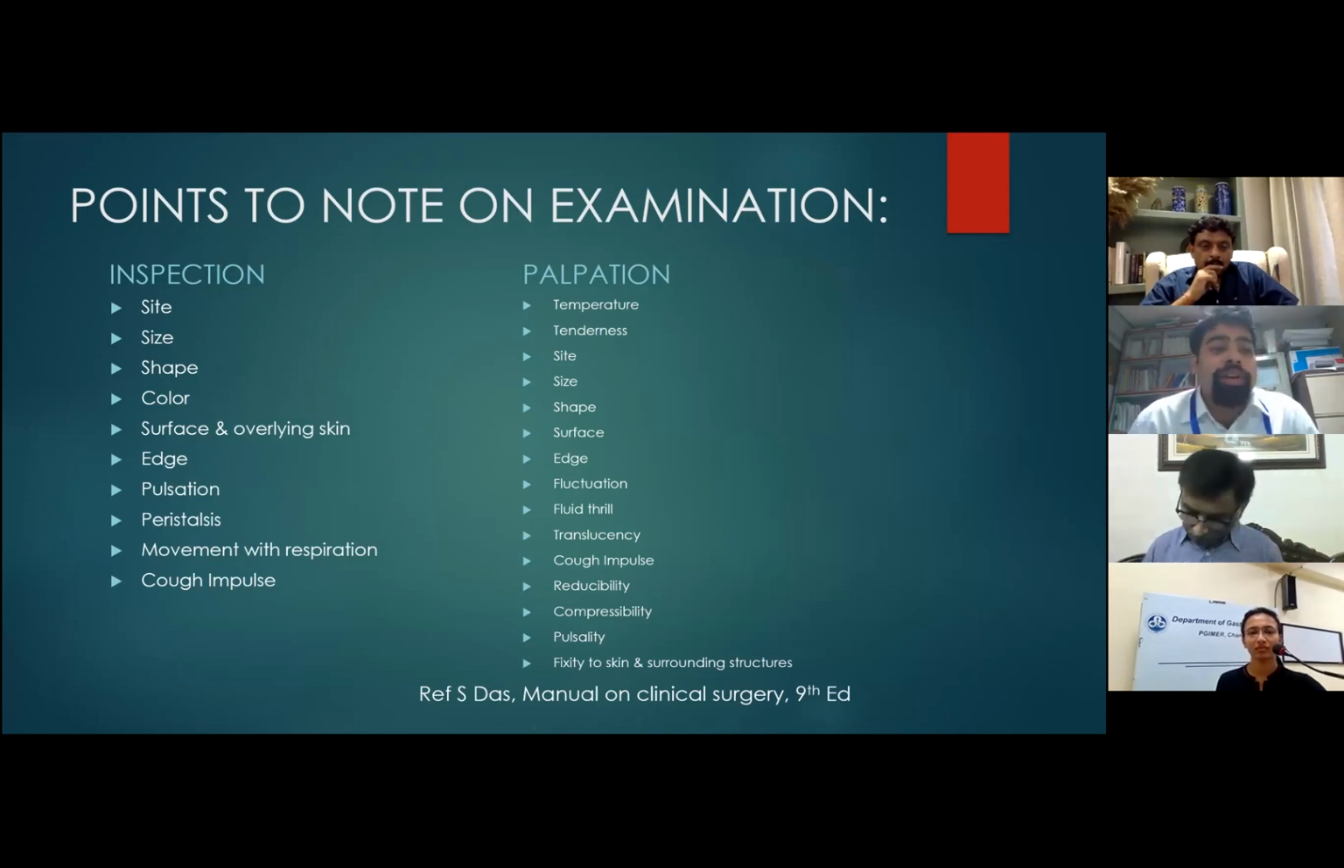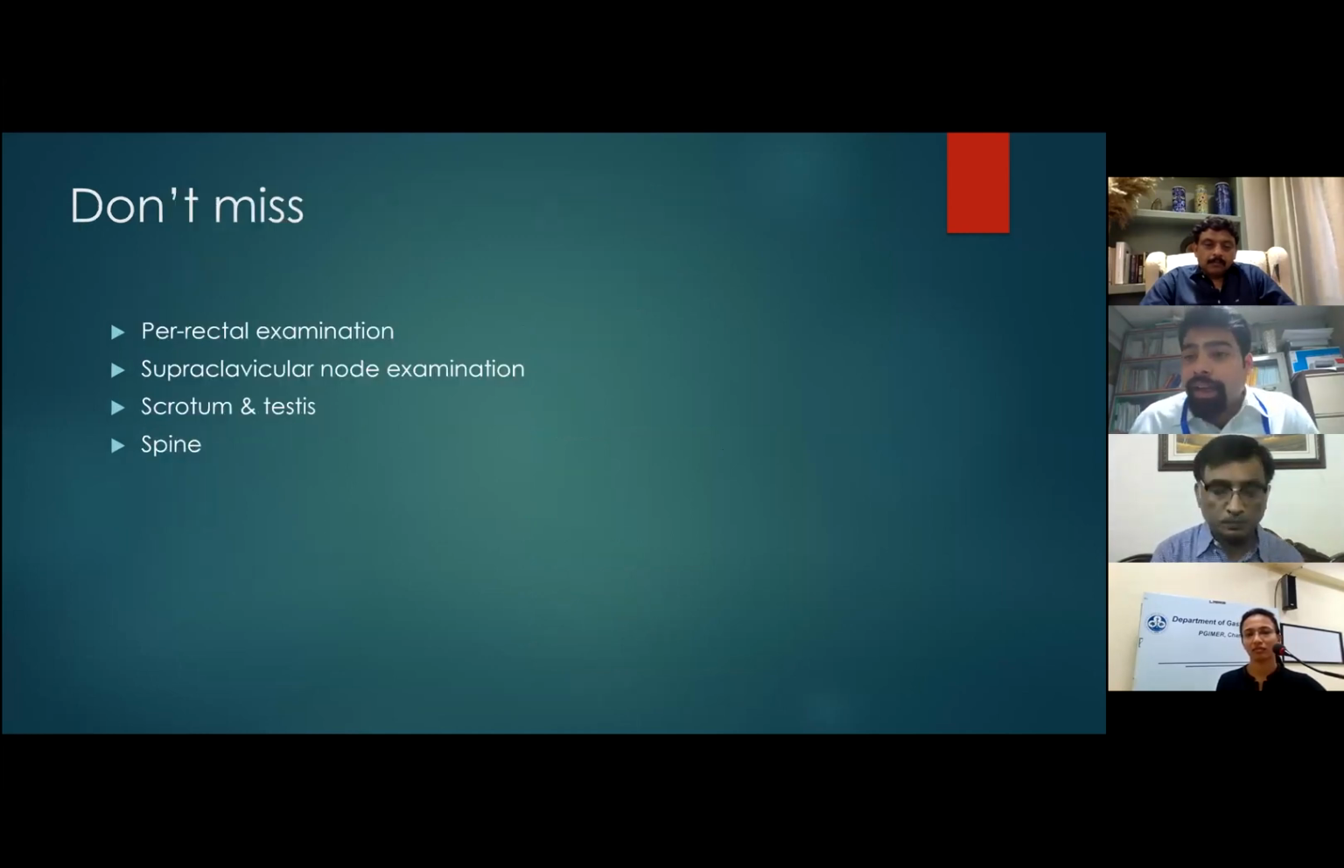And always on inspection, you should mention the site, size, shape, color, surface and overlying skin, edge, pulsation, peristalsis, movement with respiration and cough impulse. On palpation, before you go on to confirm your inspection findings, you should always assess the temperature and tenderness, and then confirm the findings of the inspection and follow it up with testing for translucency, reducibility, compressibility, pulsatility. And at last, don't miss per rectal examination.